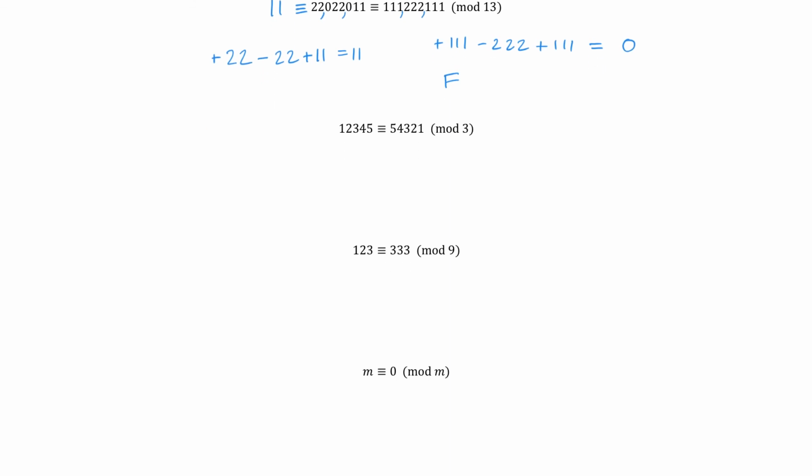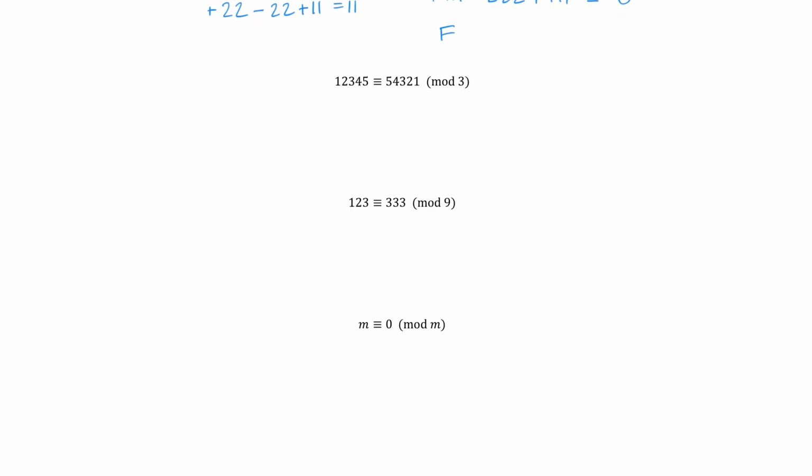Okay, so next we're going to dip into mod 3 and mod 9. So the rule for mod 3 and 9 was to add up all of the digits. If the result of adding up all the digits is a multiple of 9, that original number is also a multiple of 9, and the same works for 3.